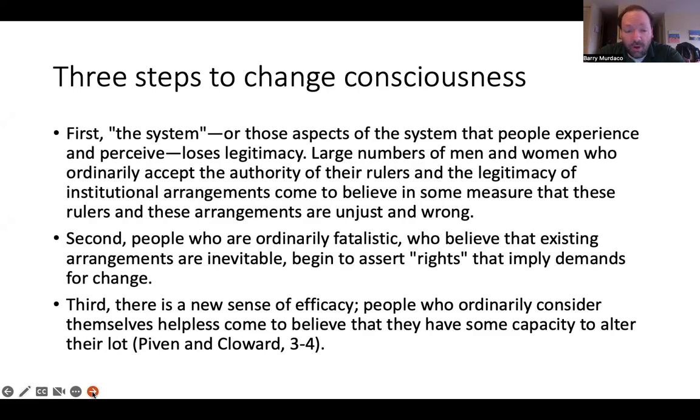unjust and wrong. Second, people who are ordinarily fatalistic, who believe that existing arrangements are inevitable, begin to assert rights that imply demands for change. Next class, we'll spend more time talking about rights and the various categories of rights.